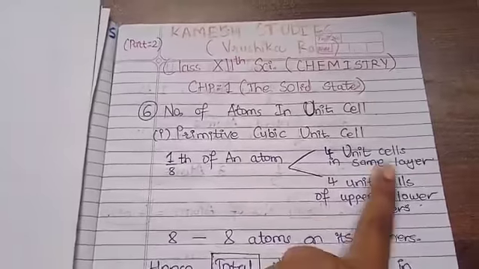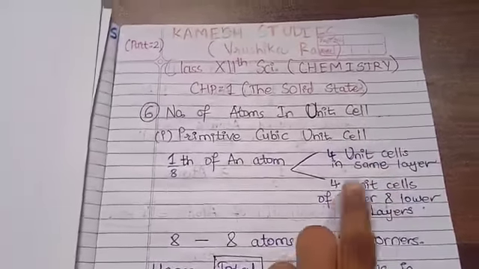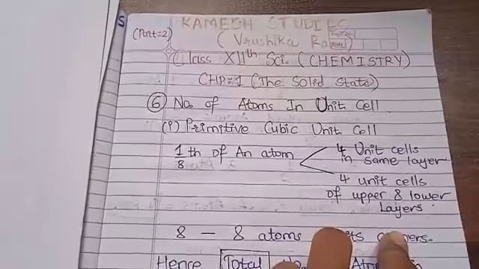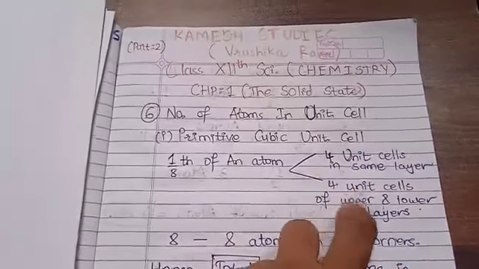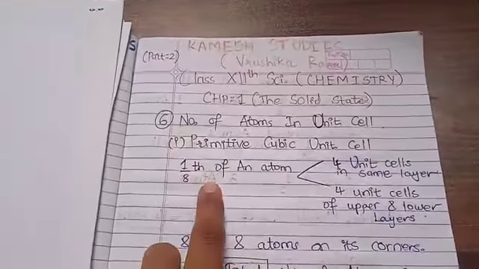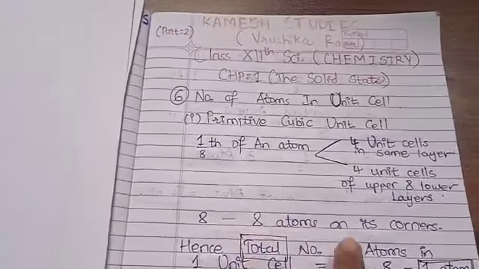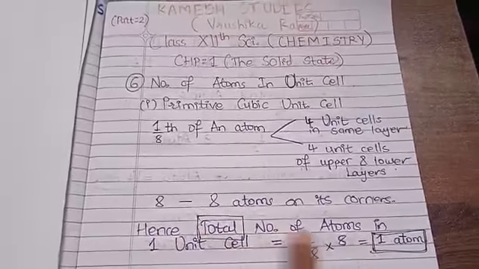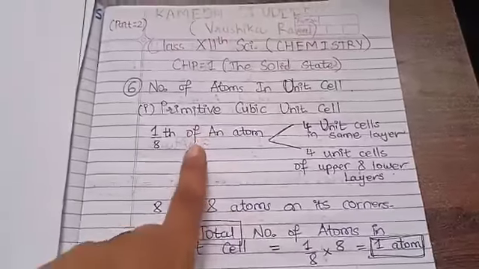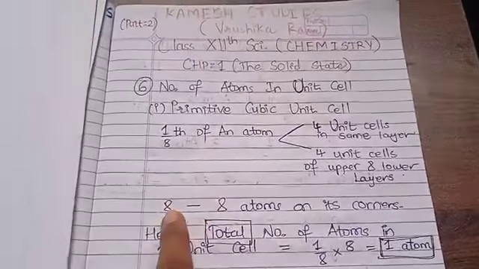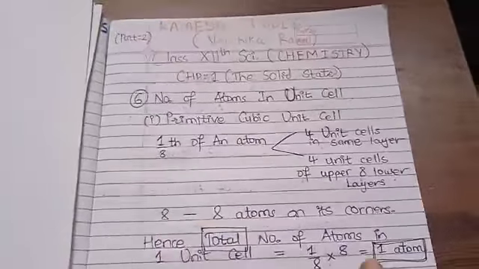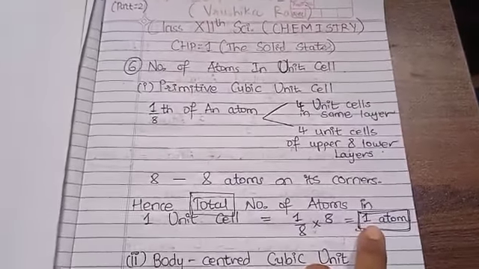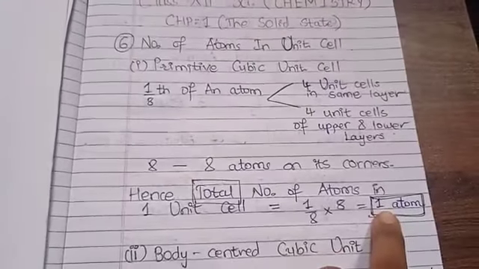So what does 1 by 8 consist of? 4 unit cells in the same layer, and 4 unit cells in the upper and lower layers. Hope you got this. So in this way it consists of a 1 by 8th part of an atom, and there are 8 atoms on its corners. Hence the total number of atoms in a unit cell is going to be 1 by 8, that is the 1 by 8th part of an atom, multiplied by 8 corner atoms. That gives me the answer as 1 atom.